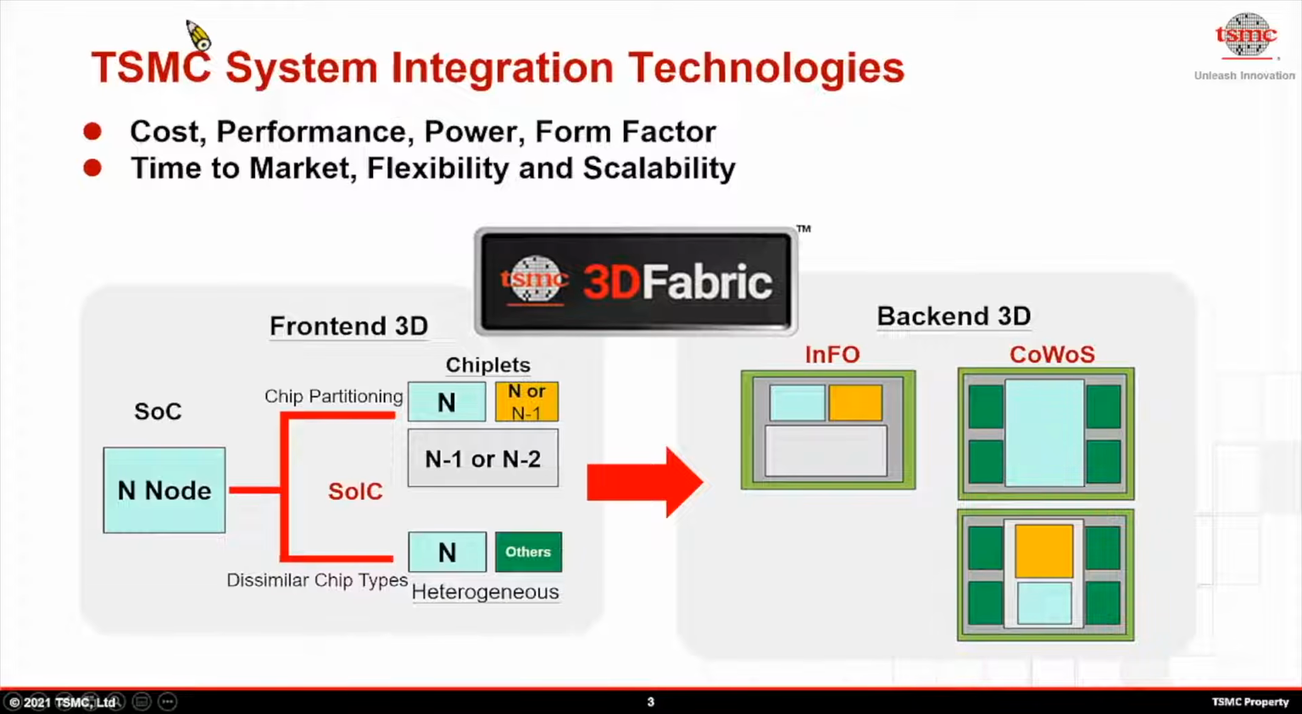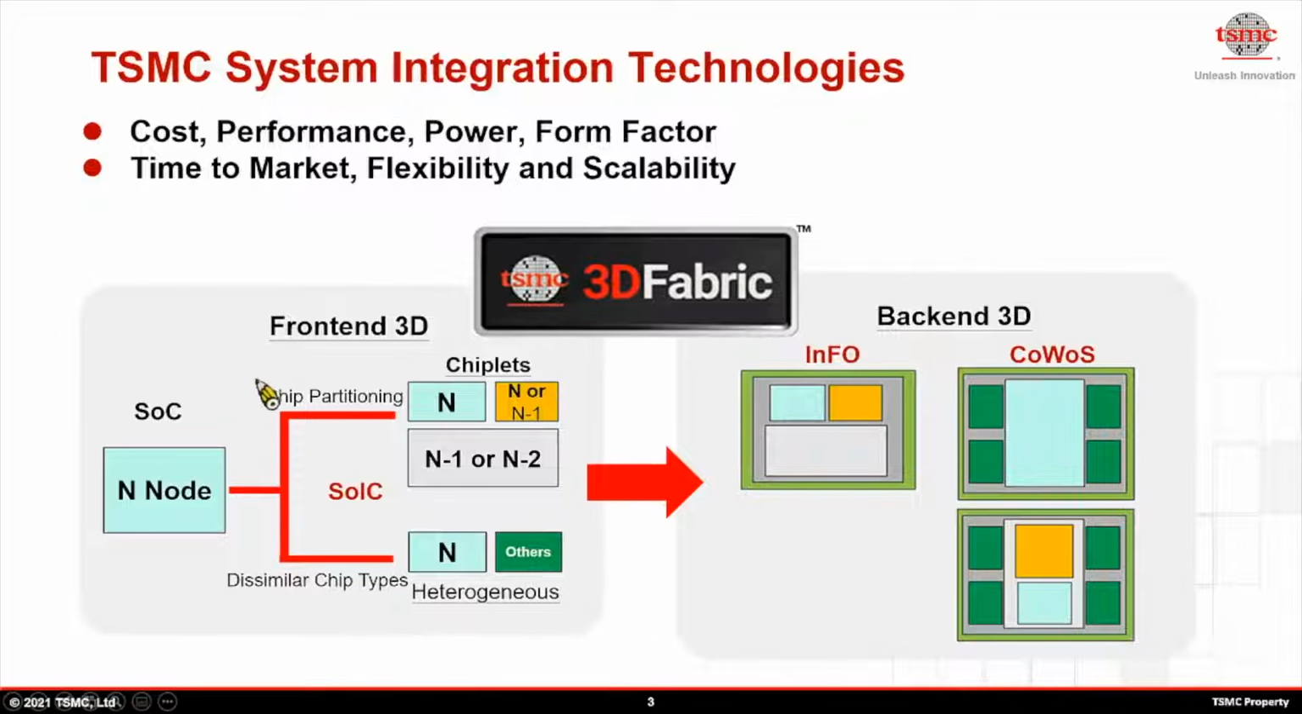This is a brief introduction of TSMC system integration technologies. We have a new name for the platform, 3D Fabric. It aims to provide cost-effective, good performance, power, form factor, also short time to market with flexibility and scalability. The 3D Fabric has two parts. One is front-end 3D, the other one is back-end 3D.